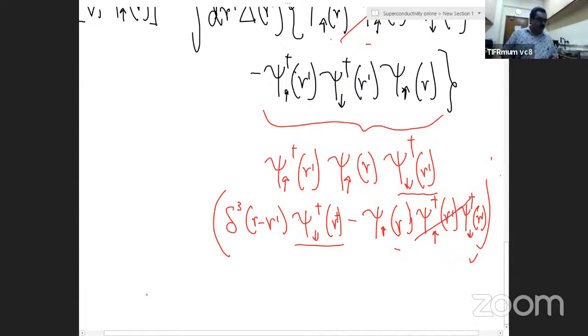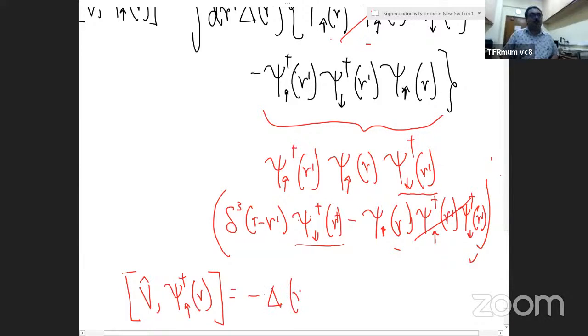All right. So therefore, this commutator, which is V dagger with this, becomes minus delta of R psi down R. This is where actually upspin and downspin starts getting mixed up, because we have done now a commutation with psi up dagger and got here psi down dagger. All right.